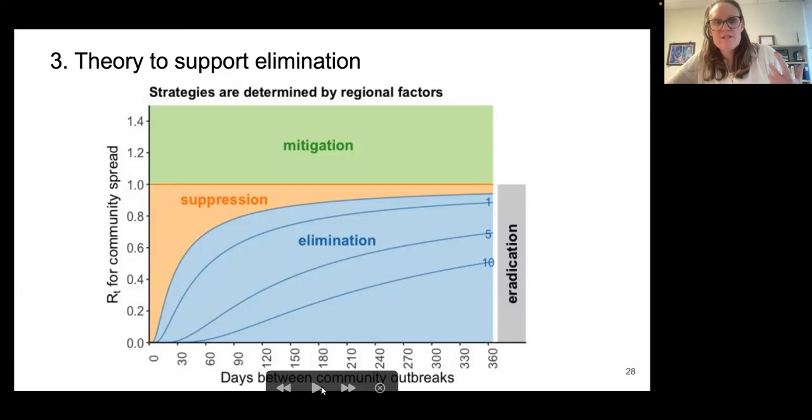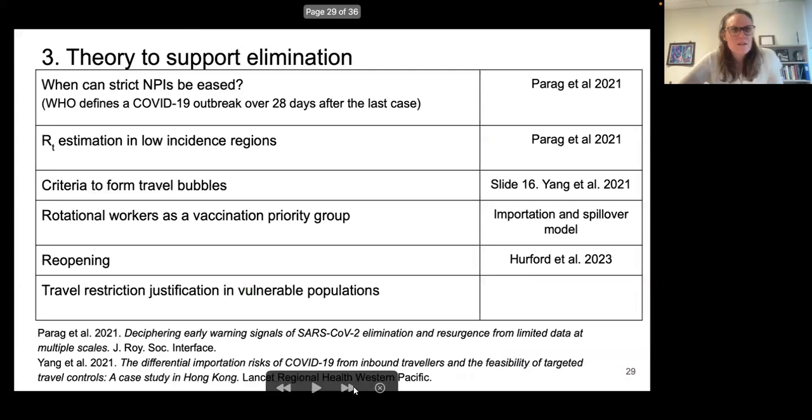So this is to say that different regions are going to have different abilities to get the community spread rate low, and they're going to have different characteristics of when community outbreaks are occurring. Some other theory is needed to support elimination. So I think we need to be able to give better guidelines of when strict non-pharmaceutical interventions can be eased.